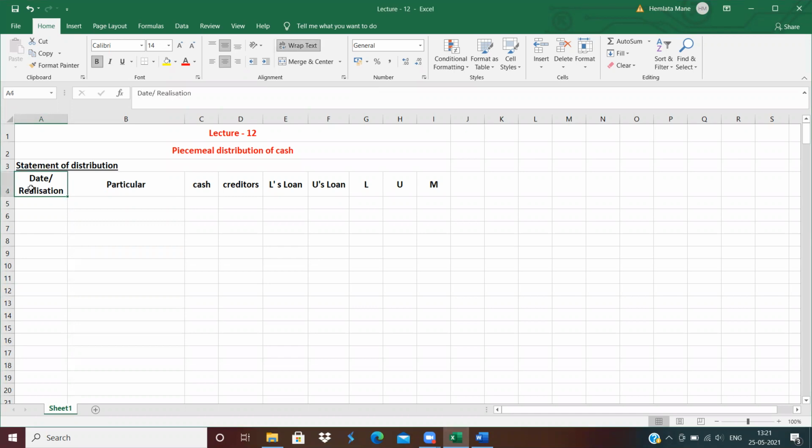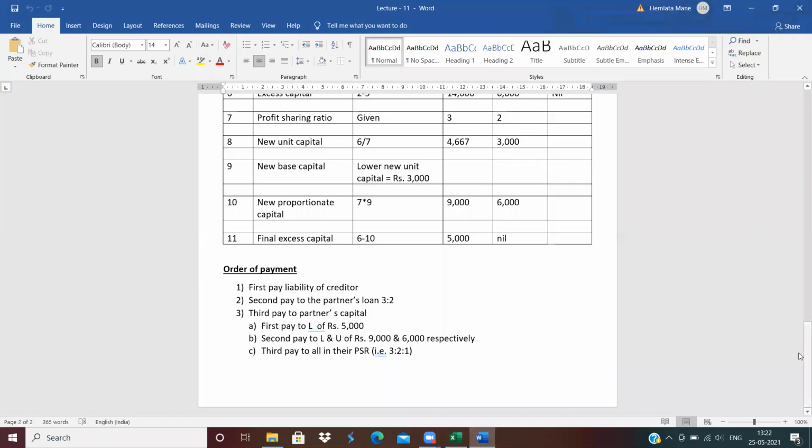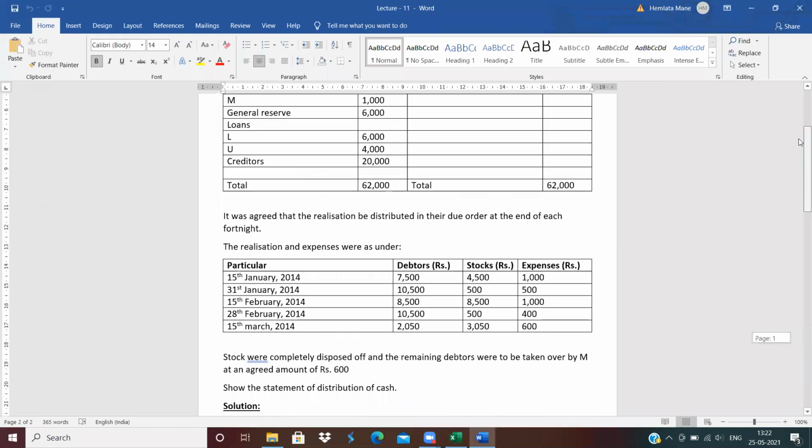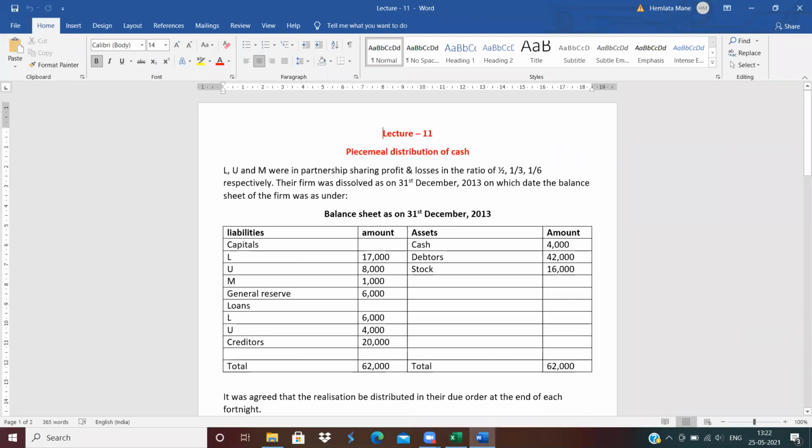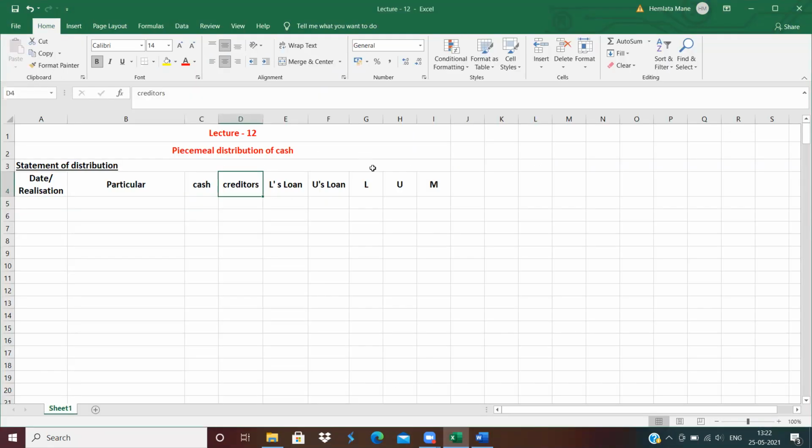In the statement of distribution, which columns will you prepare? First, date of realization. Next are particulars and cash. These three columns are common in all statements of distribution. Next, the columns of liabilities. See, which liabilities are in this question? Capital. So we prepare the columns of capital, L and M.